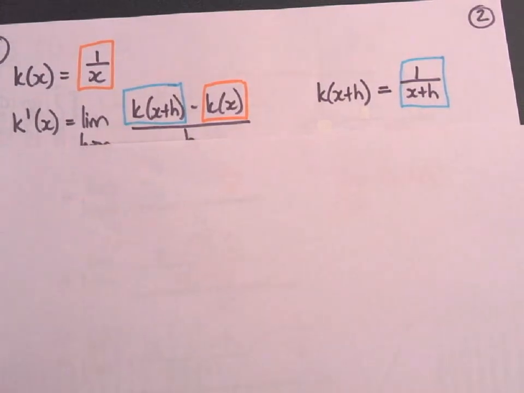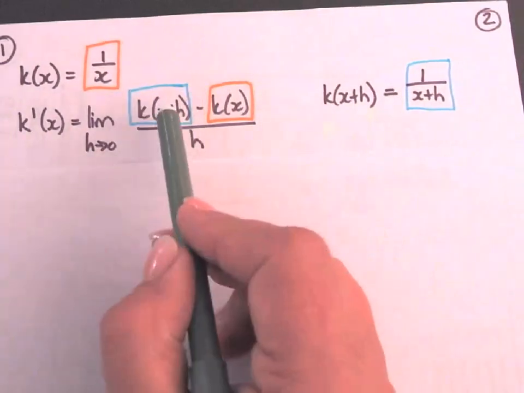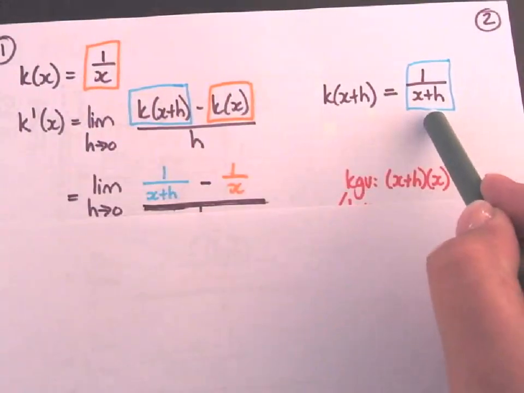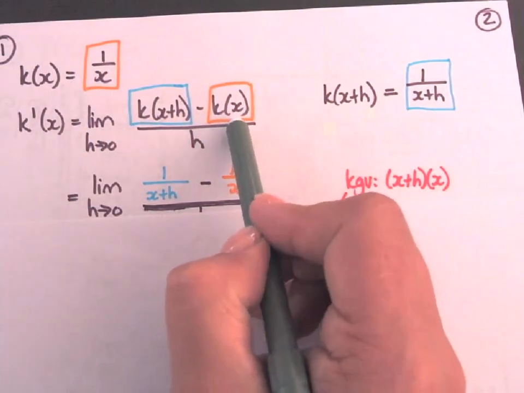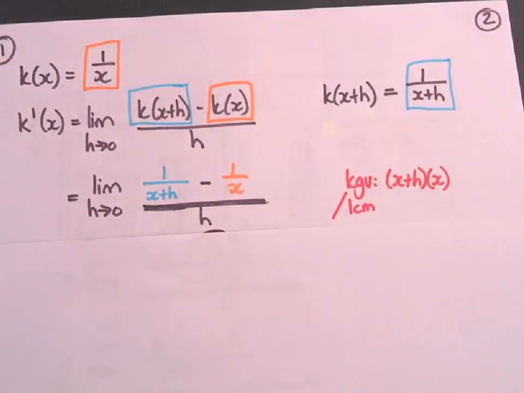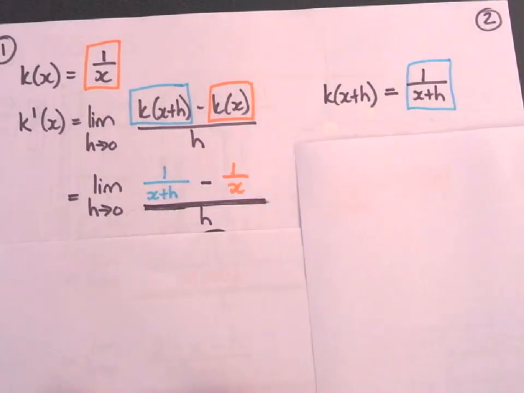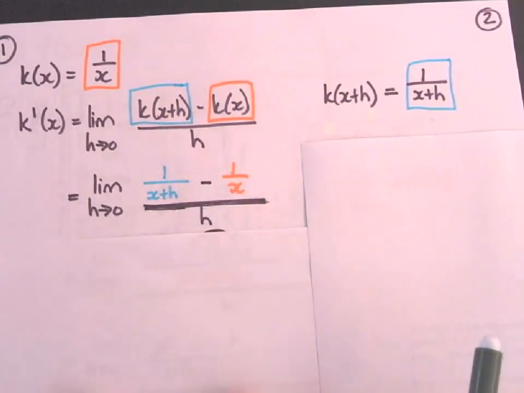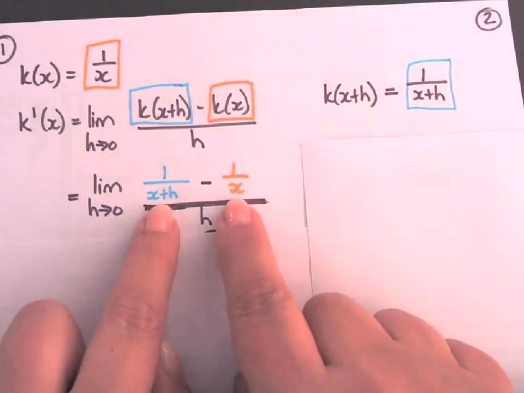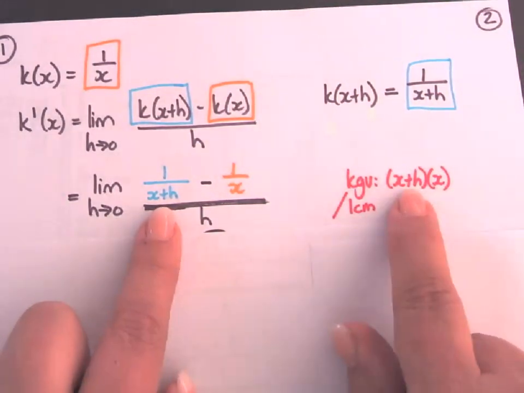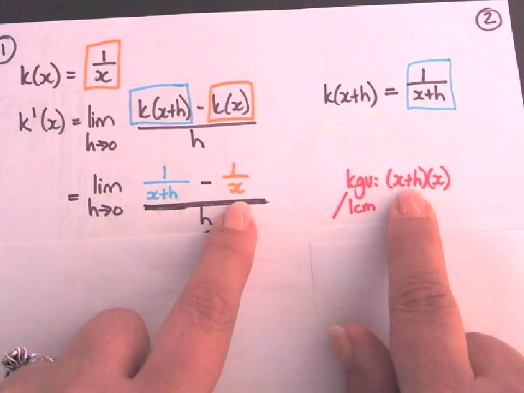So now I can substitute. k of x plus h is 1 over x plus h, and k of x is 1 over x. If you minus that, it's a fraction minus a fraction. Grade 4 work. The denominators are not the same, so now we have to get the LCM. And the LCM will be x plus h times x.